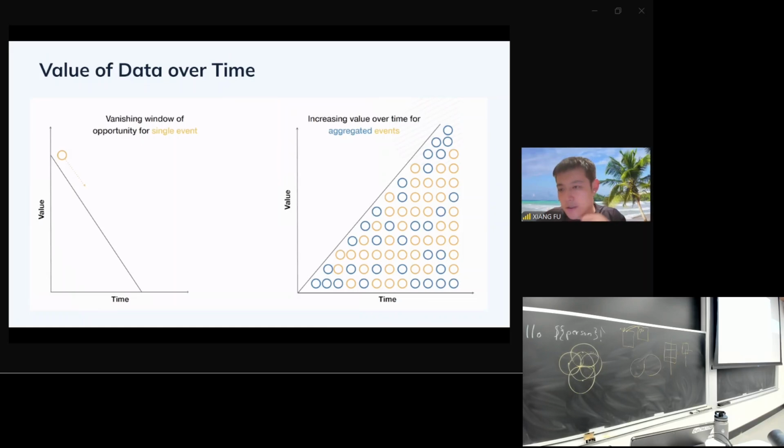Think of fraud detection. If someone just swiped their credit card, you want the bank to detect that immediately instead of telling you something went wrong in a day or two. So for single events, that's the value: as soon as possible. And for aggregate events, the more data you have, the more value you get.